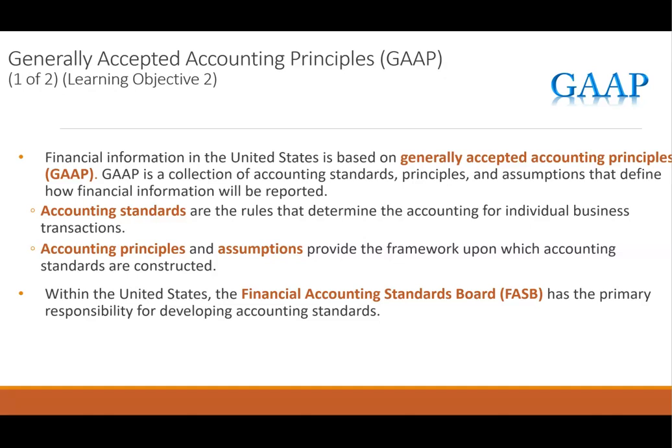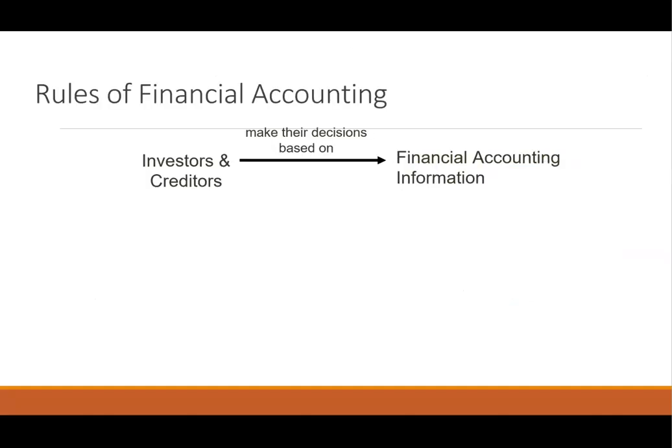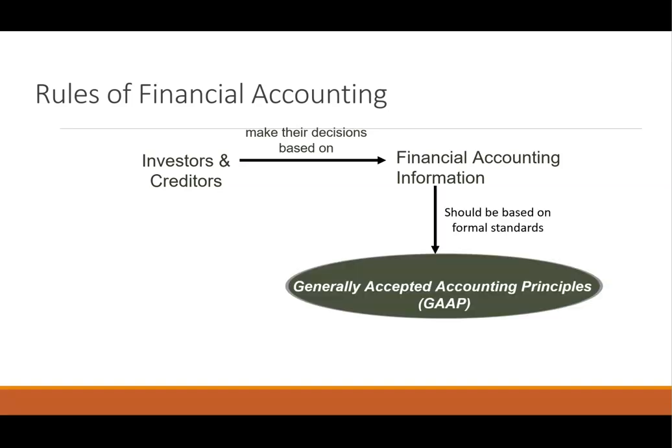Know that in the US, we have FASB, the Financial Accounting Standards Board, which is basically responsible for creating and controlling the standards that are put forth in the United States. So with financial accounting, we've got various external users, investors, and creditors that need information about companies.